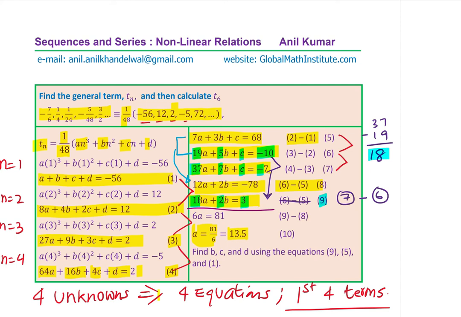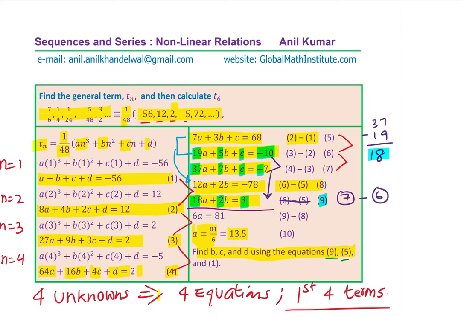So I hope you have understood the whole strategy. The idea was, taking the first four terms, we got the four equations in unknowns a, b, c, and d. Eliminating these variables one by one, we found the value of a. Now, substituting the value of a, we can easily calculate the values of b, c, d, right? So to calculate the values of b, c, d, I'm selecting some equations, right? We'll now work in the reverse order.